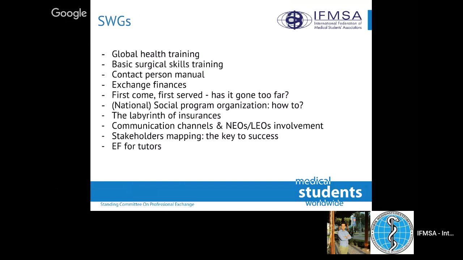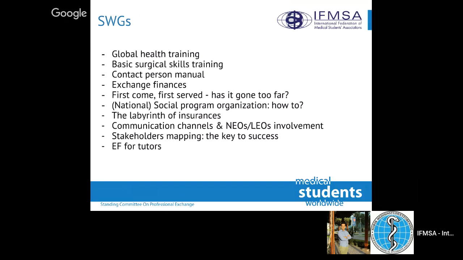In these small working groups. And then you have the contact person manual, where a small working group is making a manual. So we will get inputs from you on what should be included in the contact person manual, and what CPs do in your NMOs to finalize this. And we have the exchange finances, where we will discuss the finances of our exchanges, fundraising, and so on.